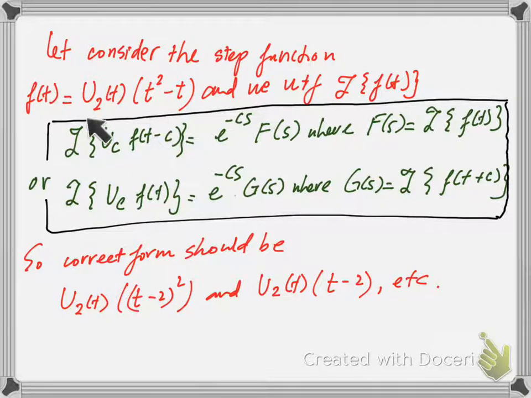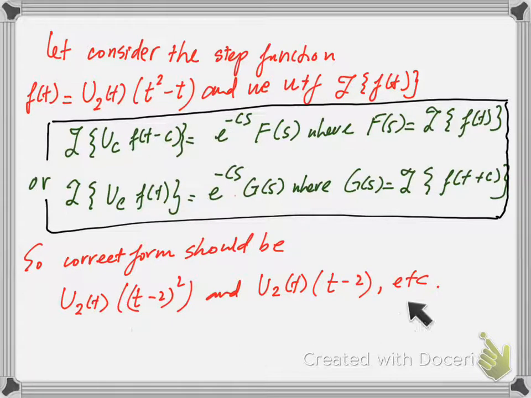So consider this function right here. You can see that this is a function t² and this is a function t. f(t) = t², f(t) = t. Then the correct form should be u_2, where 2 is the step unit, and the function t² has to be (t − 2)². And u_2, again 2 is the step unit, and then the function f(t) has to be t − 2, because 2 here is the step unit. You have c here and you have c here.